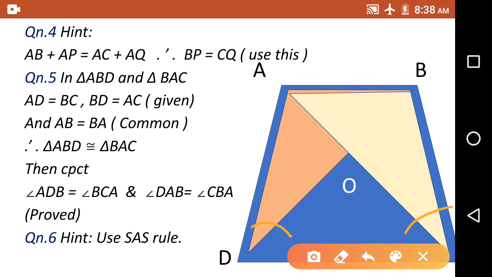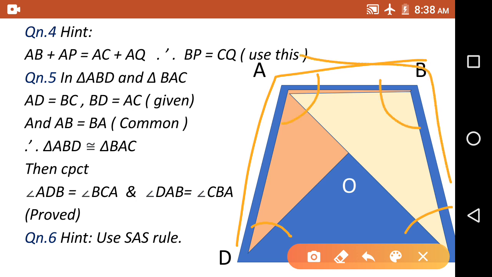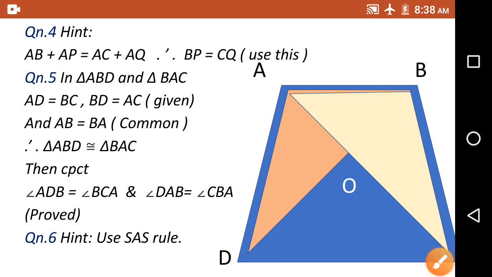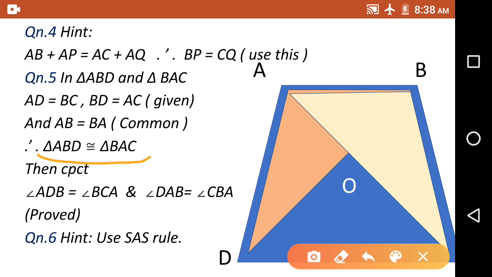One more thing that we have to prove, DAB. So this angle DAB is equal to CBA. Those two are also corresponding angles. So those two are proved equal whenever we found that triangle ADB is congruent to BAC. So this is proved.